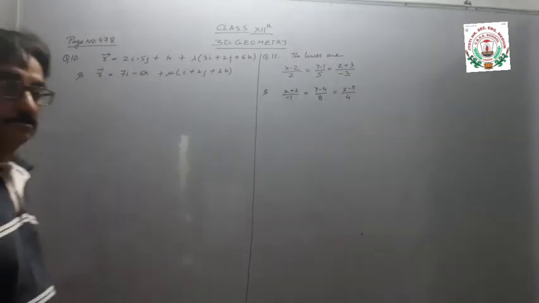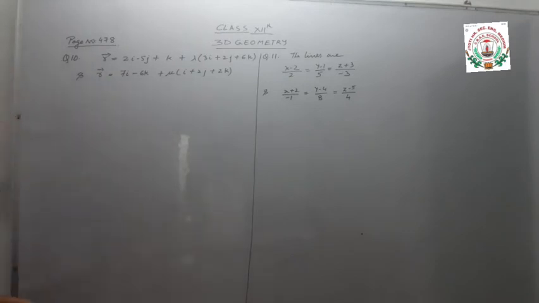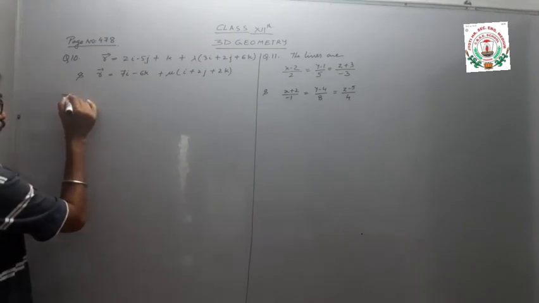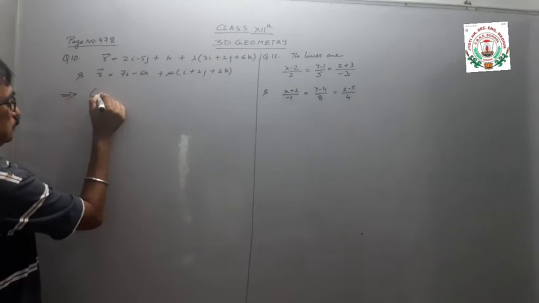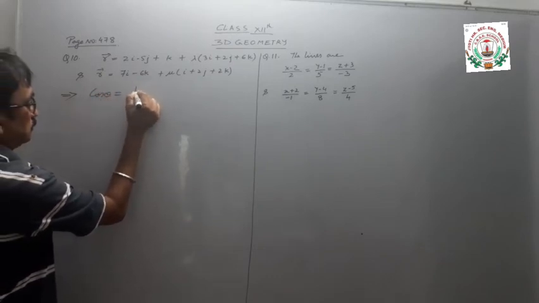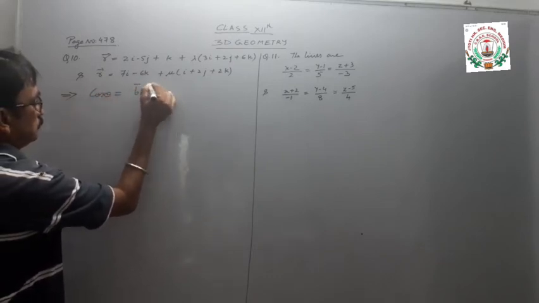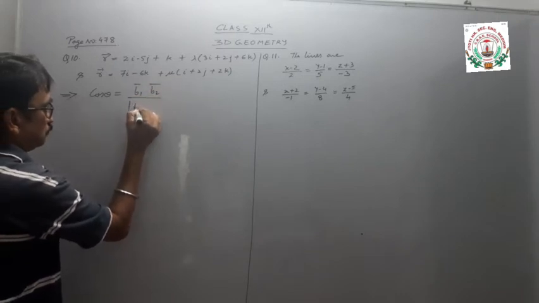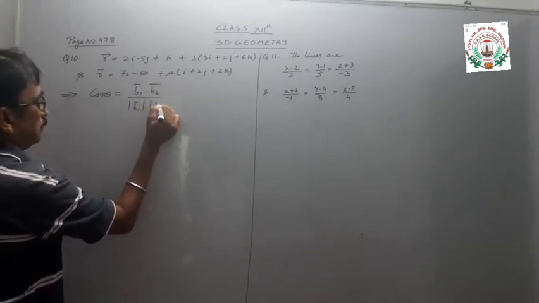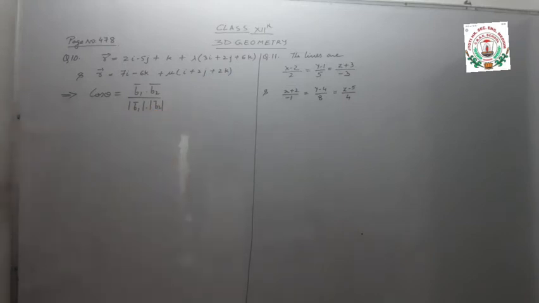Good morning, students. Today I am going to start three-dimensional geometry, page number 478, question number 10. It is given that we have to find the angle between the lines which are in the vector form. So, our formula for calculating the angle between these lines is cos theta equals b1 vector dot b2 vector upon modulus of b1 vector and modulus of b2 vector.